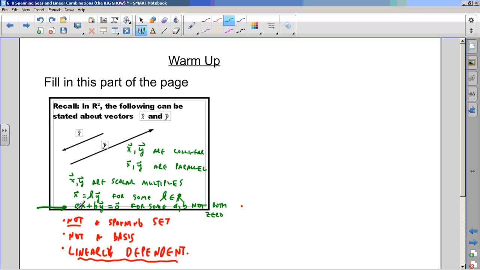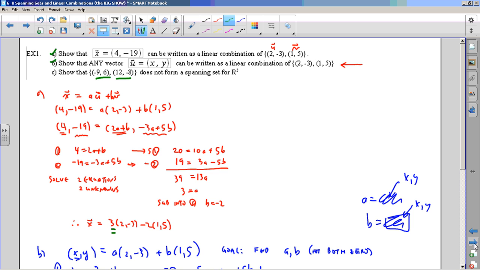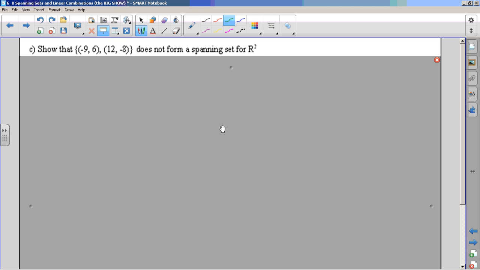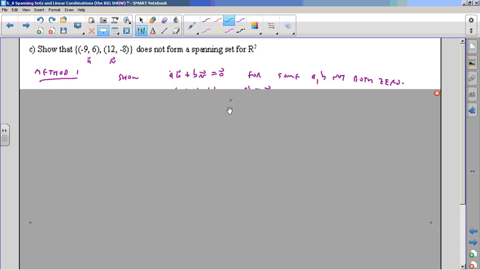I'm going to say a linear combination of our potential basis vectors that we were given is equal to 0, and I'm going to find some values of a and b that are not 0. I'm going to do it this way first because we've done it that way before. Okay, this is part C. So there's my method 1. Here's my potential spanning set vectors, basis vectors, and I want to show that this is equal to 0 for some a and b, not both 0, because I know that's how I show it's not a spanning set.